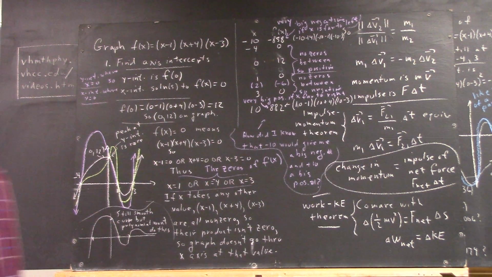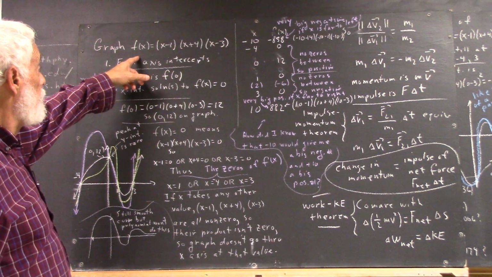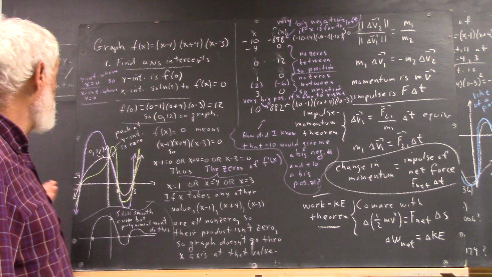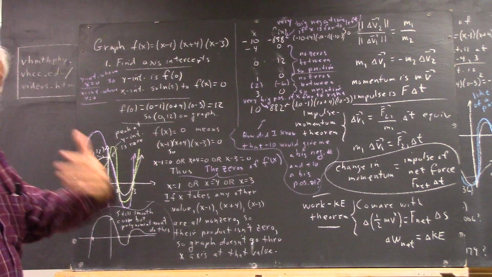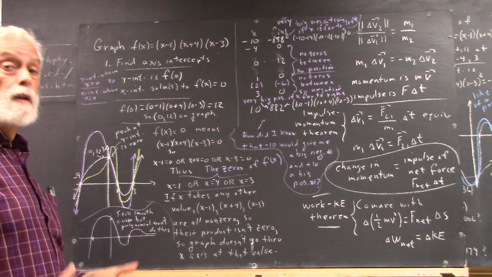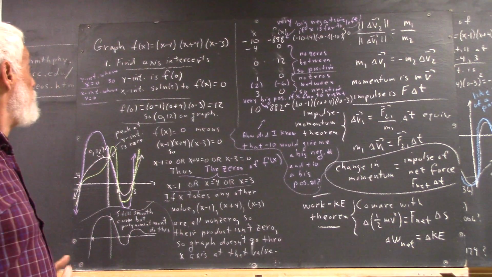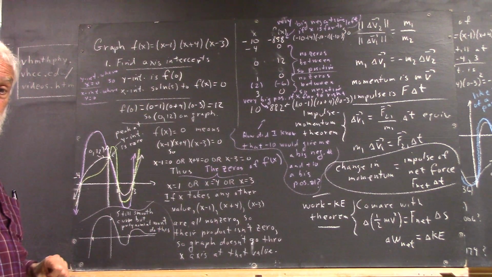Okay, we start by constructing a graph of f of x equals (x minus 1)(x plus 4)(x minus 3). In order to do the graph, the first thing we're going to do, because it's the first thing at this point that we know to do, is find the axis-intercepts.